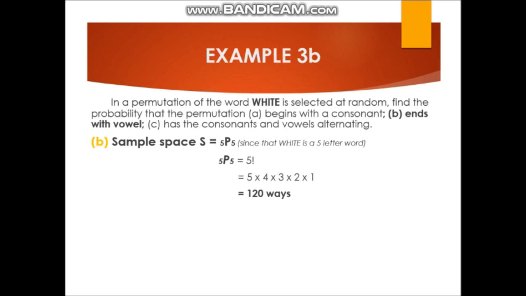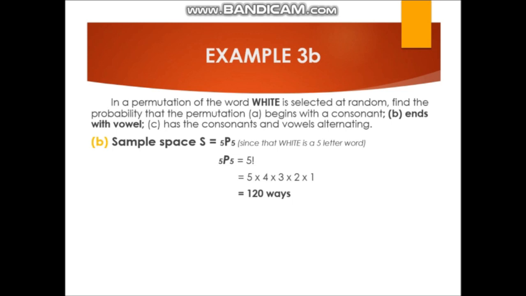Sa letter B naman, ang hinahanap natin dito is yung word na nag-e-end with vowels. So, ibig sabihin, yung kailangan naman natin na letter or word or arrangement na makuha is nag-e-end siya sa vowels. It's either letter I or letter E. Okay? Same as letter A, meron tayong 120 ways or sample space.